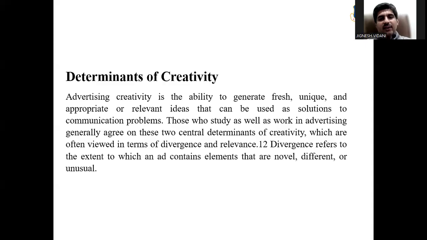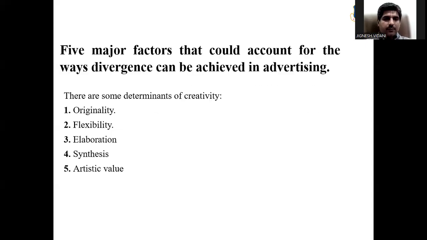Divergence refers to the extent to which an ad contains elements that are novel, different, and unusual. There are five major factors that could account for ways divergence can be achieved in advertising: originality, flexibility, elaboration, synthesis, and artistic value.